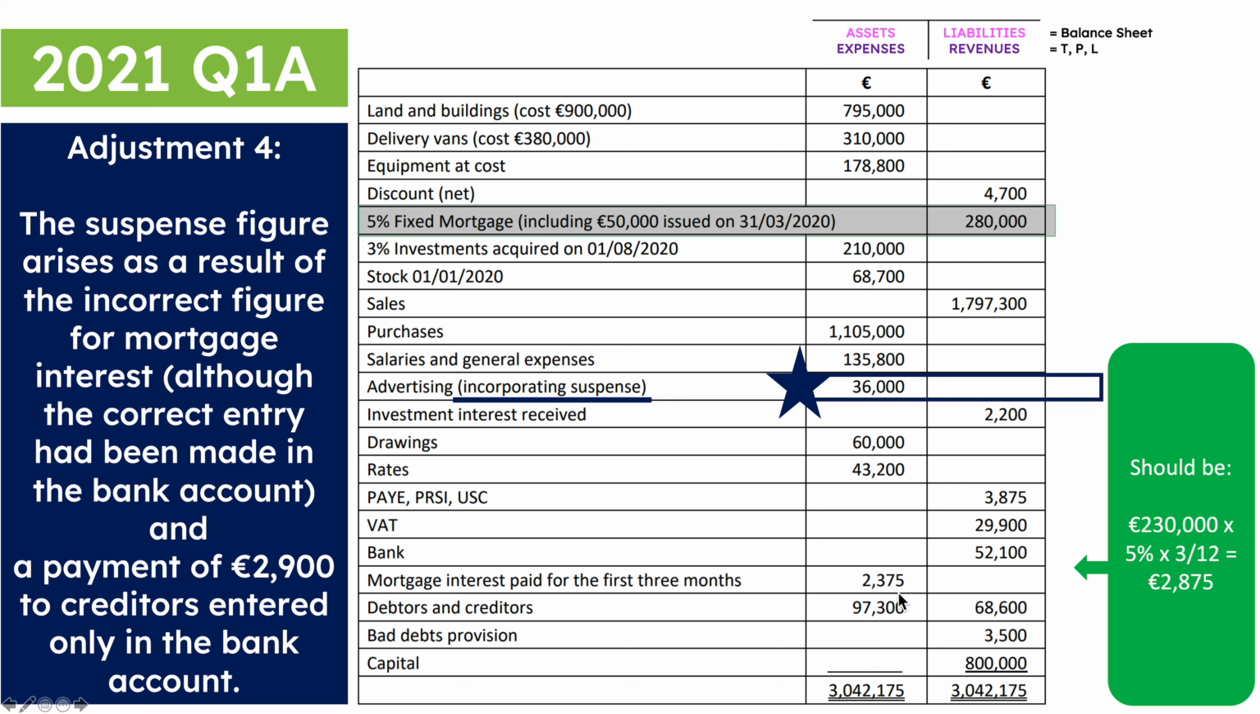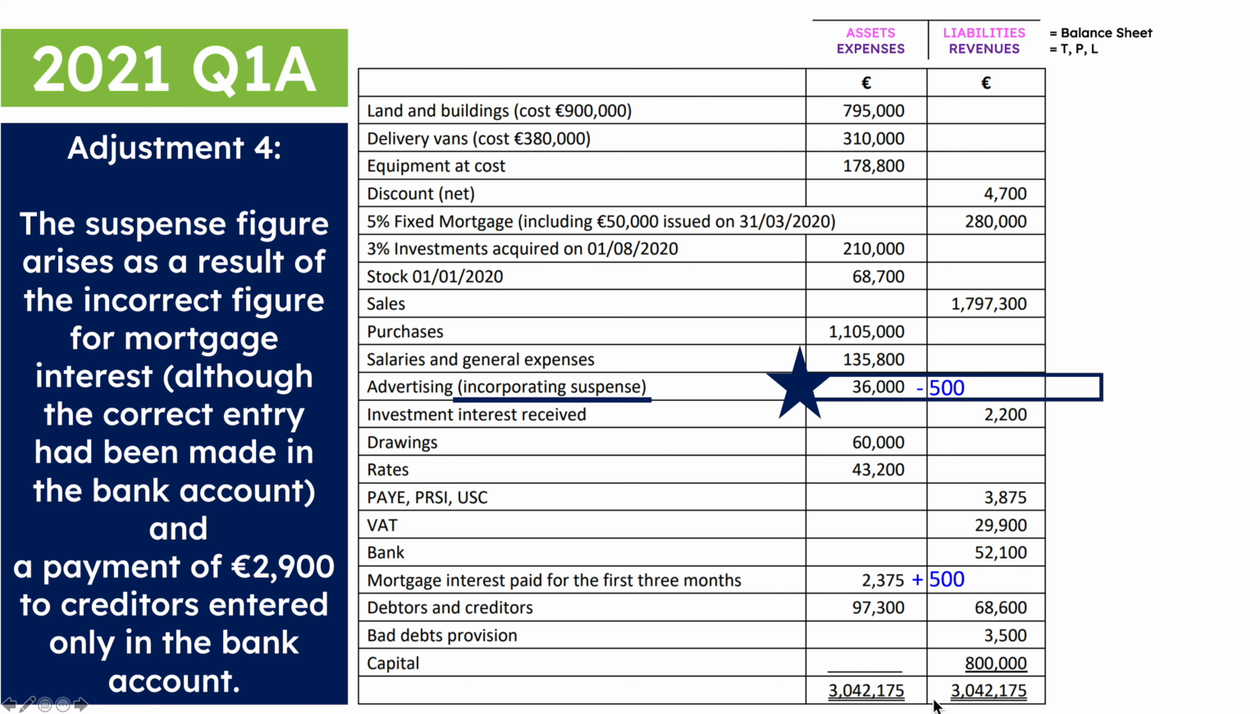So how do I make this 2875? Well, I would add 500 to that to make it 2875. Now, if I added 500 to a debit side, my sides won't equal because I'll be 2500 up on the debit side. Now, I go to my item incorporating suspense, and to fix this and get these to equal again, I will minus 500 from my debit figure. So look at what we've done. We've added 500 to the debit side and we've minus 500 to the debit side. So now both those sides equal.